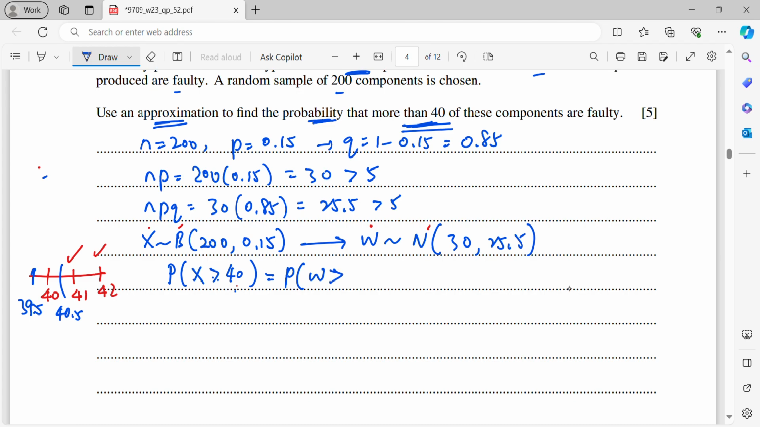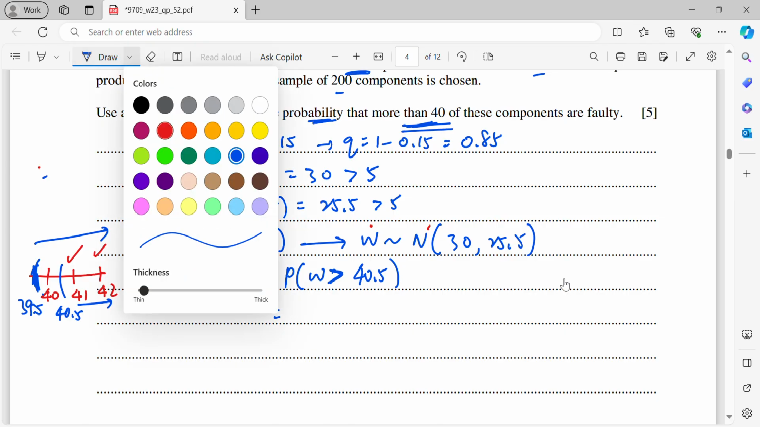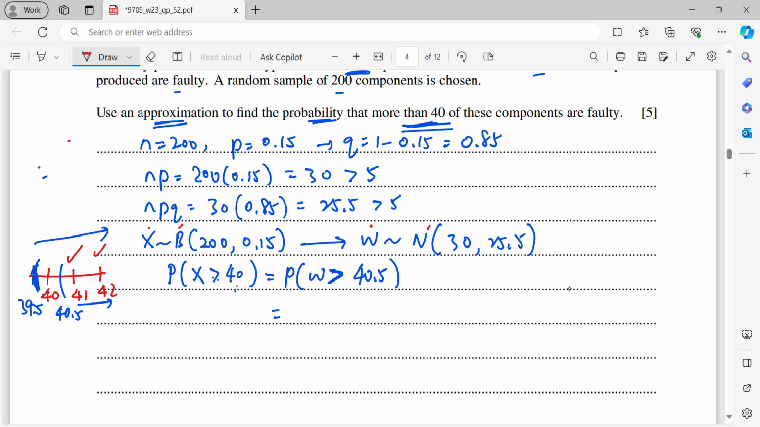Now the 40, you have to decide whether it is 39.5 or 40.5. So obviously it is greater than. Okay, here is greater than, therefore your region should be towards the right side. So obviously from this number line you have to choose 40.5 so that it will include the two ticks. Right, so now once you have changed to W, therefore this is normally distributed.